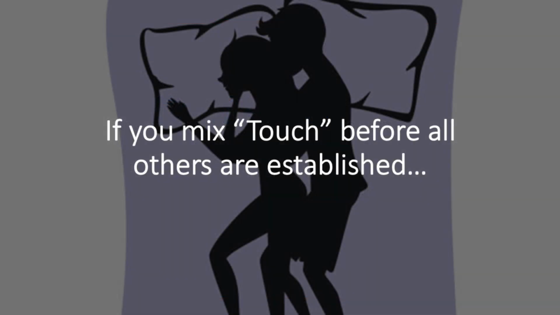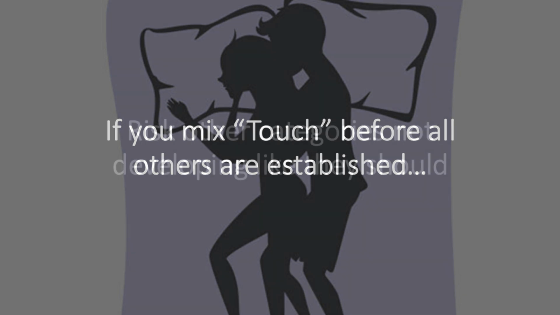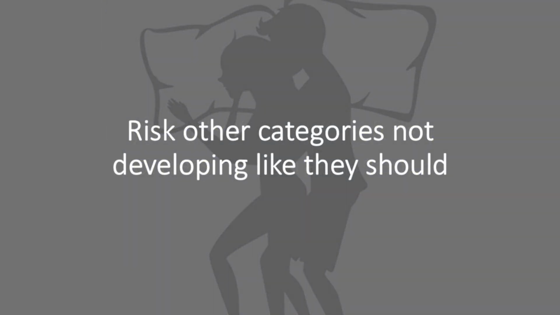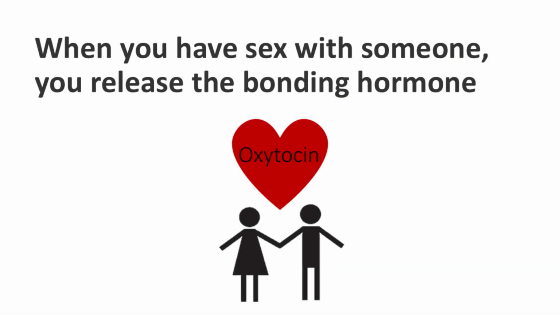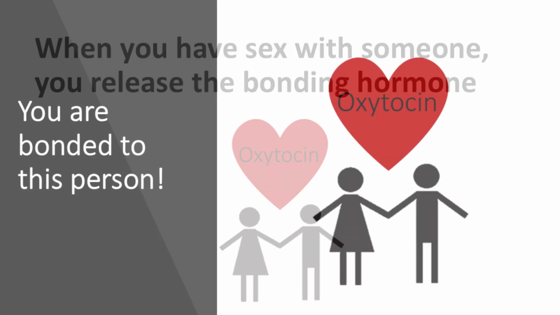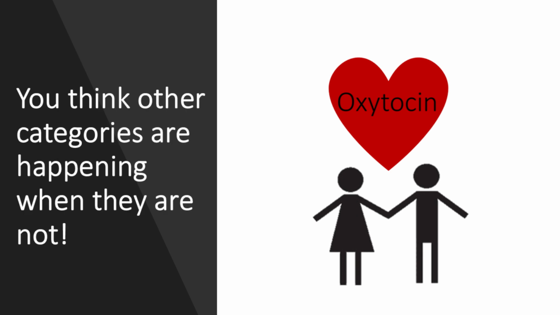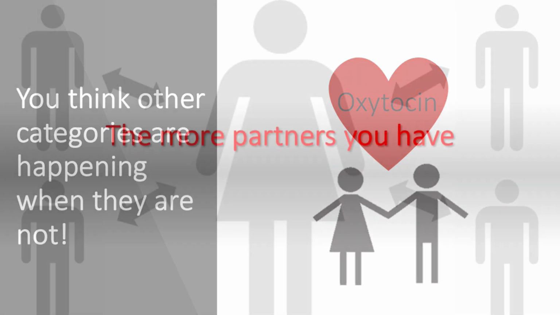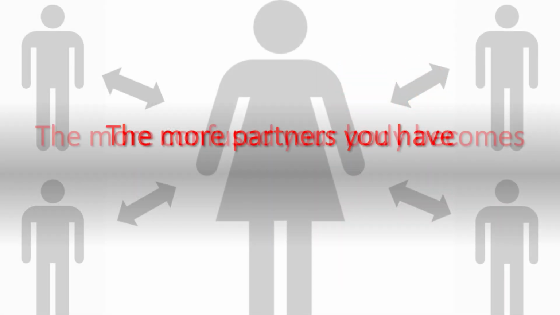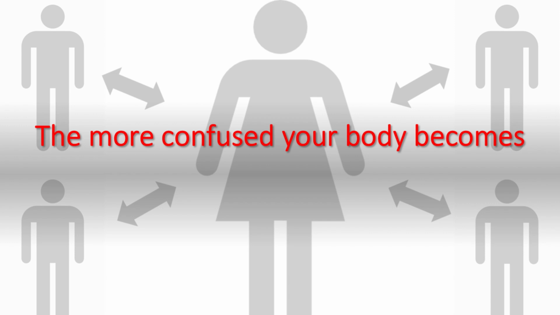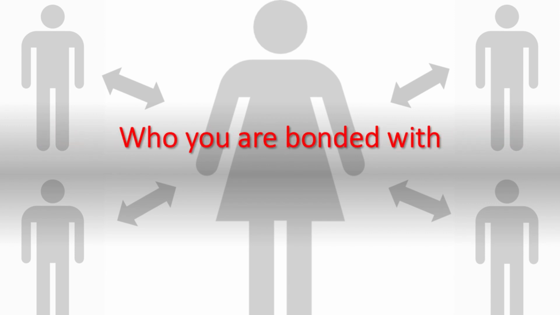If you mix touch before all the others are established, you run the risk of the other categories not developing like they should. One reason is that when you have sex with someone, you release a bonding hormone, oxytocin. The hormone tells you that you're bonded to this person. It can confuse you that all the other attachments are happening when they're not. Sadly, the more partners you have, the more confused your body becomes about who you are bonded with.